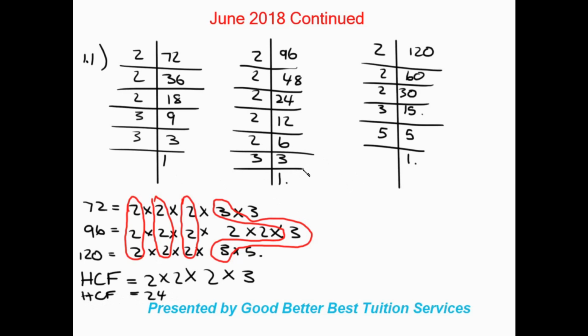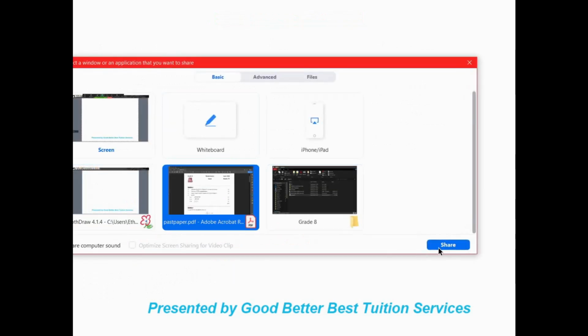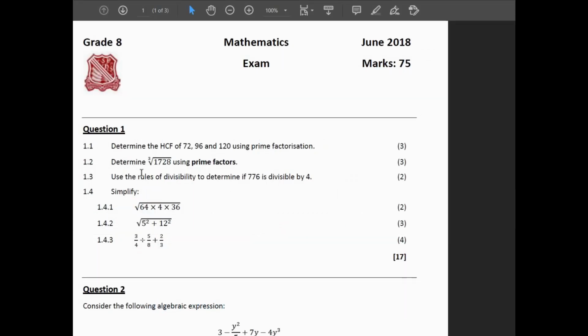So we did the ladder method as usual. We put the factors into a sum, and we circled the common factors between each one of these, and we timesed them to get the highest common factor. Okay, so that's 1.1 complete. Let's have a look at the next question, which was 1.2. Determine the cube root of 1728 using prime factors.